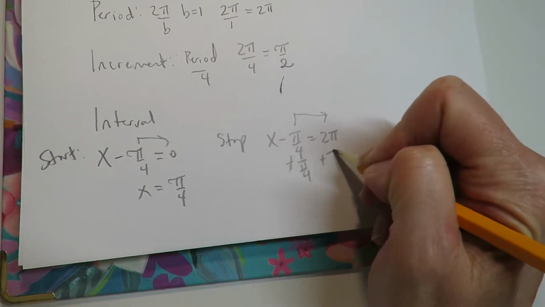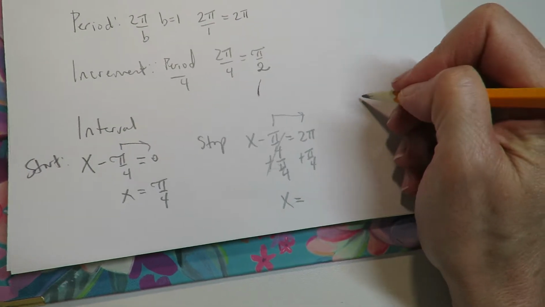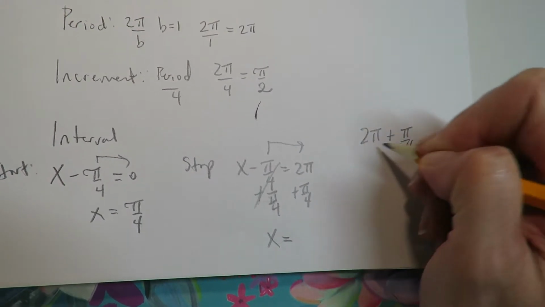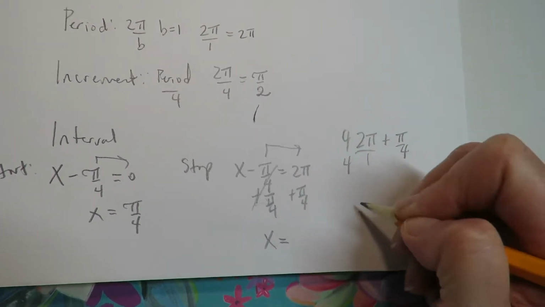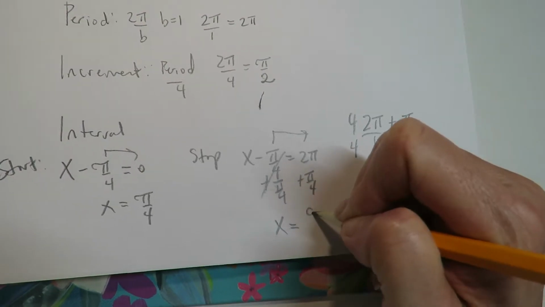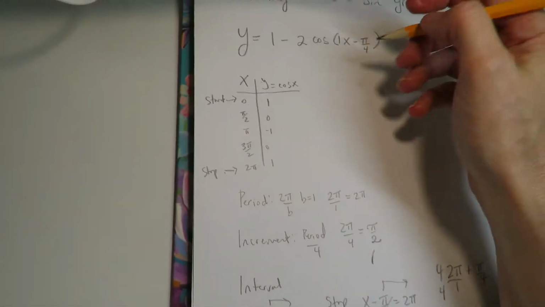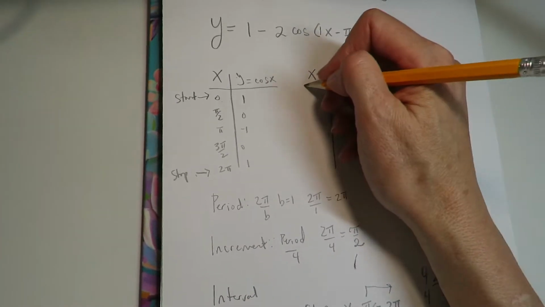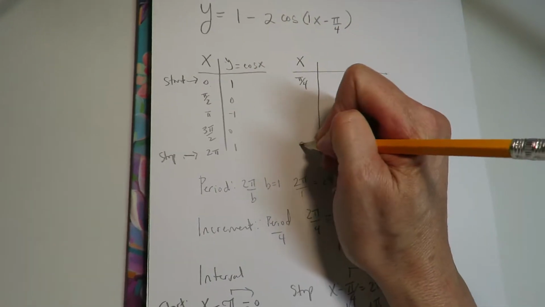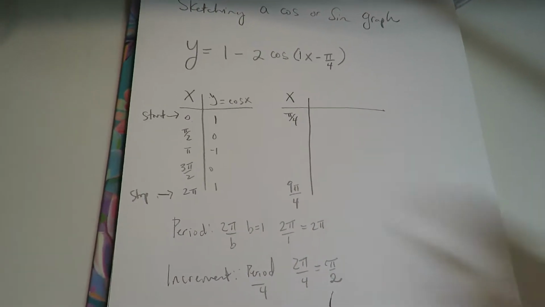Okay, here you're going to need an LCD because you're trying to add 2 pi plus pi over 4, so you're going to multiply. So you're getting 9 pi over 4. So for your new table, you're going to start at pi over 4. You're going to end at 9 pi over 4. Okay, that's your new start and stop.